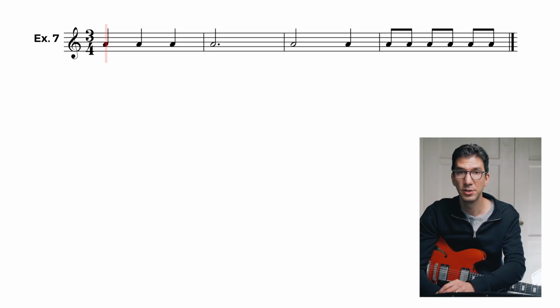So for our next example, we're going to switch to 3/4 time. And a 3/4 time signature for right now is telling us that there are 3 beats per measure instead of 4, but the quarter note is still getting the beat. So here is example 7 in 3/4 time. 1, 2, 3.